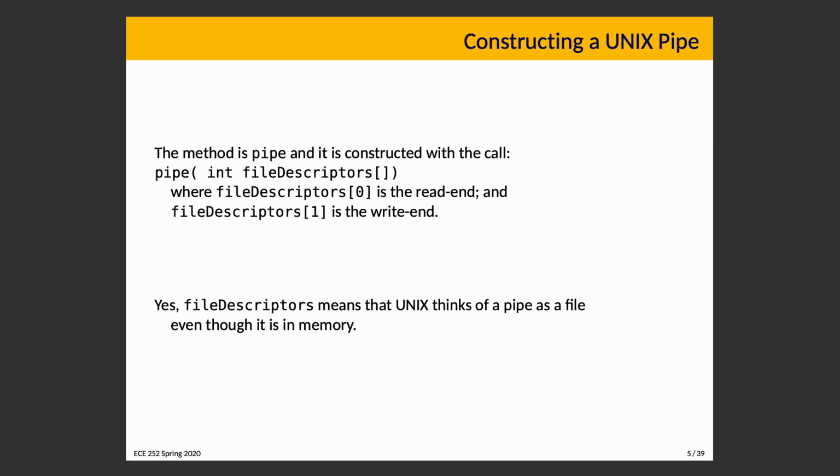Pipe takes one argument, and it is an integer array of file descriptors, and that array is of size 2. File descriptors at index 0 will be the read end of the pipe, and file descriptors at index 1 is the write end of the pipe. And yes, this does mean that the pipe is thought of as a file, but you know already that Unix thinks everything is a file. A pipe is in memory, but it doesn't matter. We'll interact with it as though it is a file.